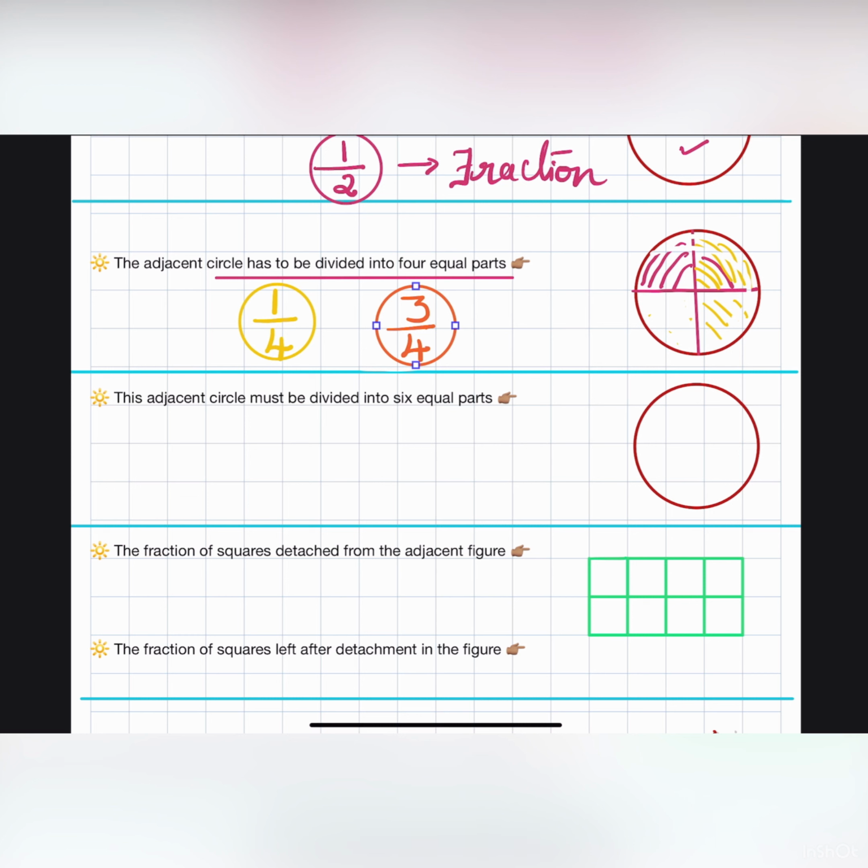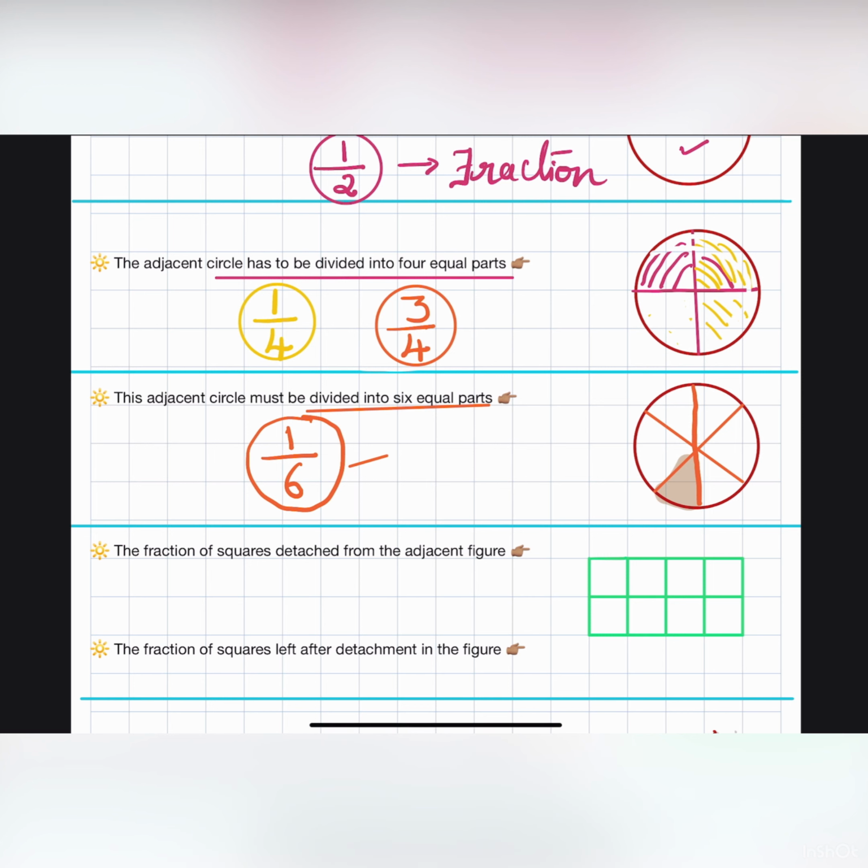The adjacent circle must be divided into 6 equal parts. Okay, we'll divide it into 6 equal parts. It may not be equal parts, but yes, 6 parts are there. Now, in this case, if I shade one part here, how much is shaded? One part is shaded out of 6 parts. And this is nothing but the fraction. So the shaded part is 1/6, right?